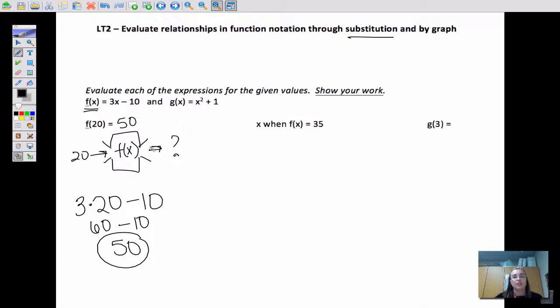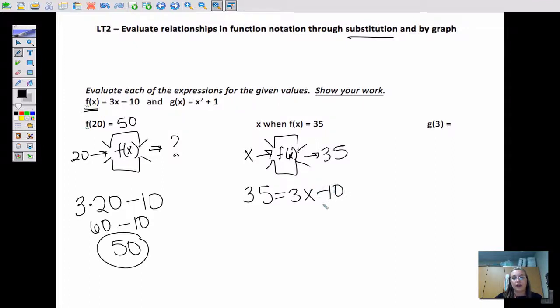Okay? In this case, I want to know when I've applied the function to x and I get 35 out, what goes in? So in this case, I'm going to do 35 equal to 3x minus 10. And I'm going to solve that out. I'm going to get 45 equals 3x. Divide by 3 and you get x equals 15. 15 is what goes in if 35 comes out of the function.